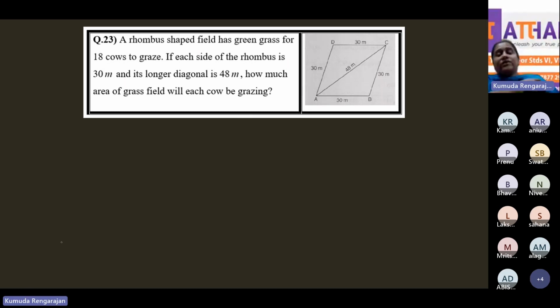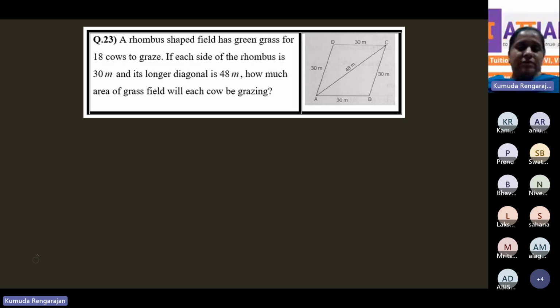So for this, we have to find the area of the rhombus. For that, find the area of this triangle. The same will be the area of this triangle also. Add both. Supposing this is 100, this also will be 100. So the total area will be 200 meters square.